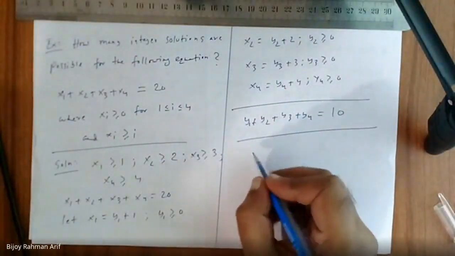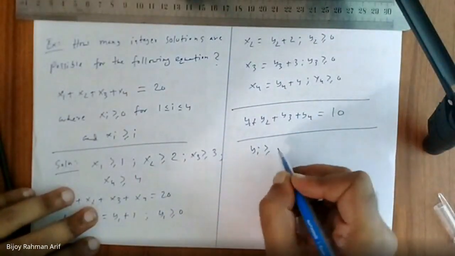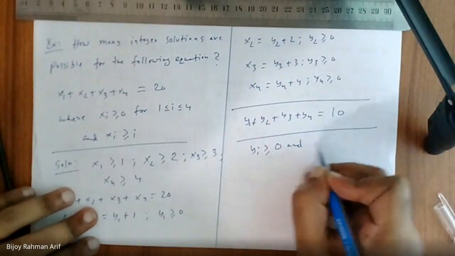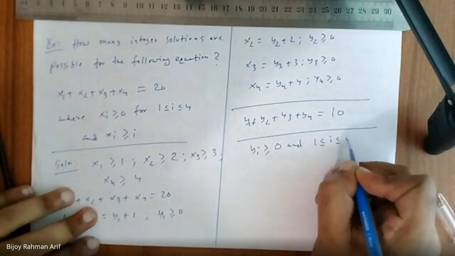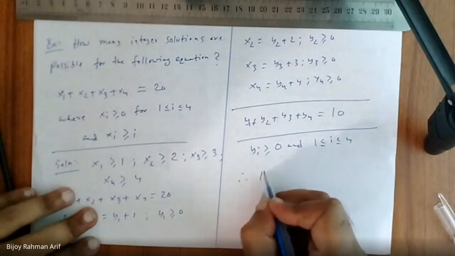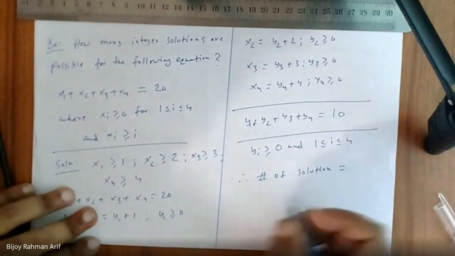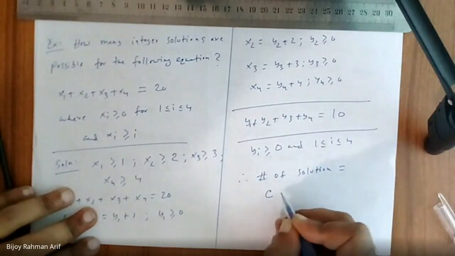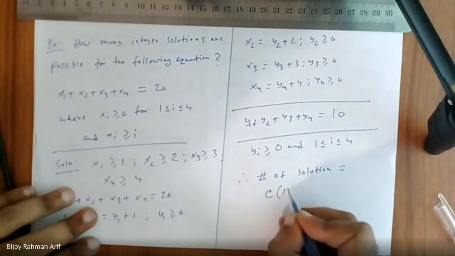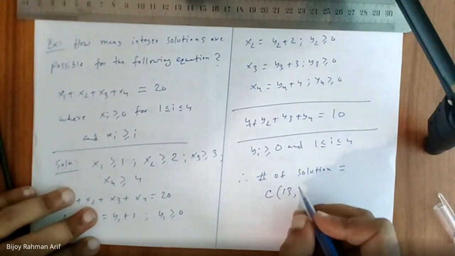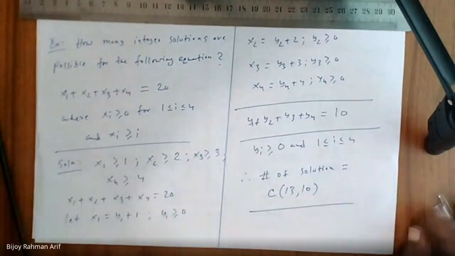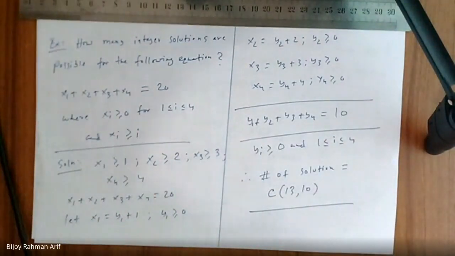So this one is where yi is greater or equal to 0, and what would be the solution? C 13 comma 3. All right. So this is the end of today's class. If you have any question, you can ask me.